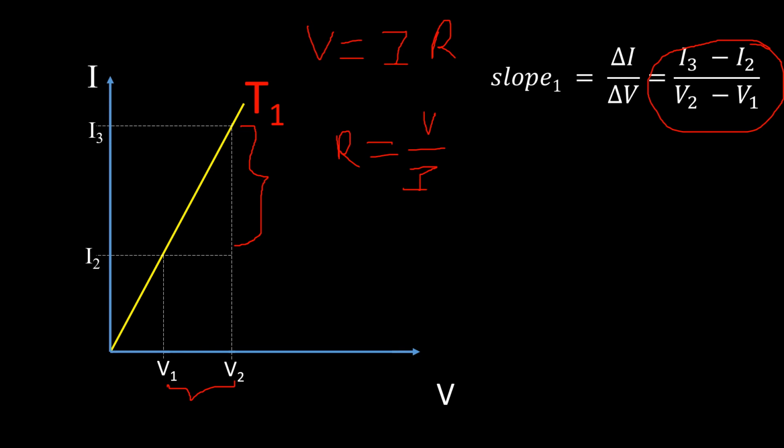What if I increase temperature? So as I increase temperature, resistance increases, and hence if resistance increases, slope should decrease. Okay. So from this graph I can say that T2 must be greater than T1.